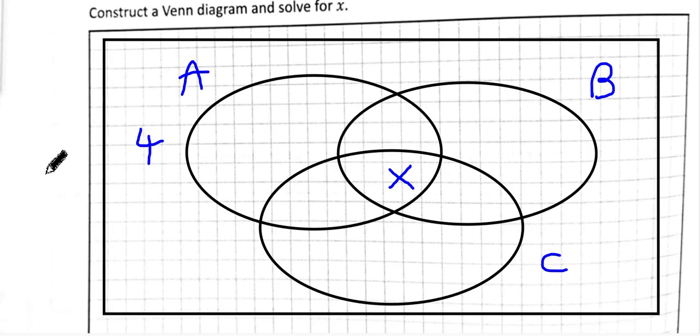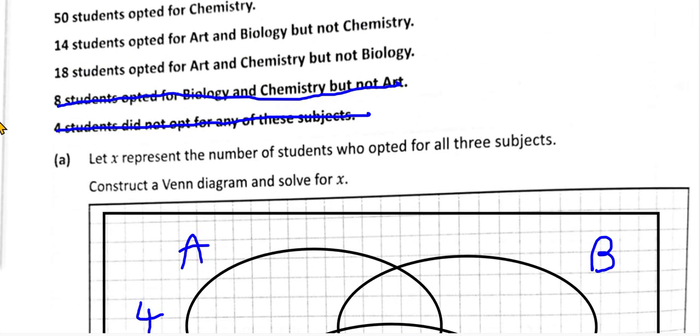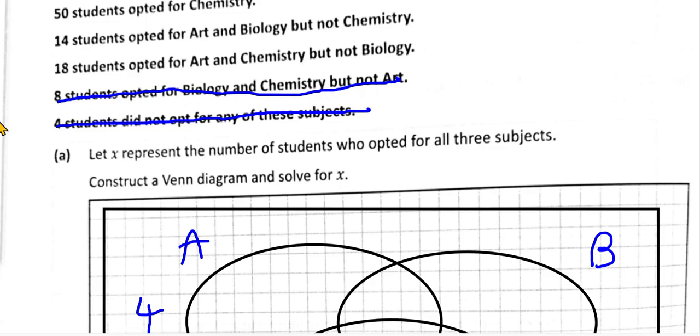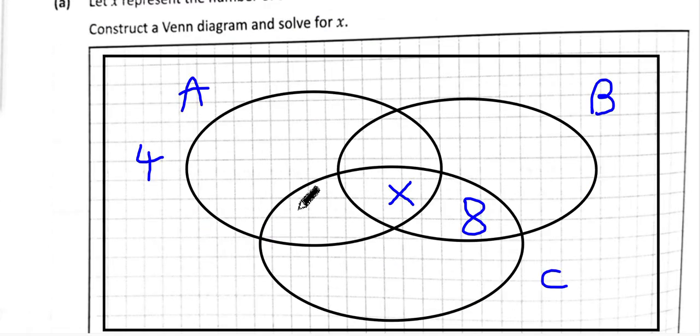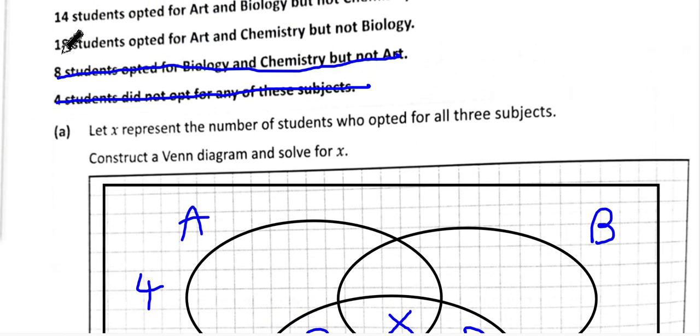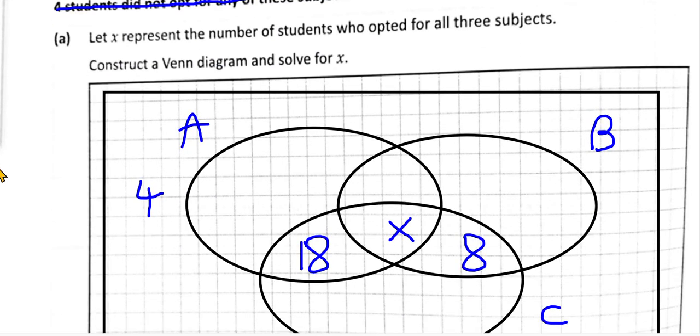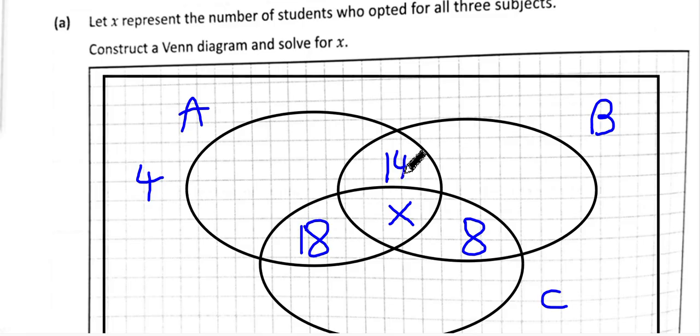8 students opted for biology and chemistry, but not art. So biology and chemistry, both of them. 8. Is that okay? 18 students opted for art and chemistry, but not biology. So 18. Okay. 14 students did art and biology, but not chemistry. So, were you happy with 14 in here?